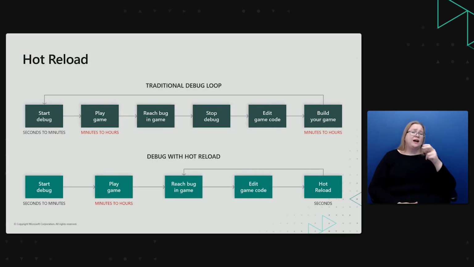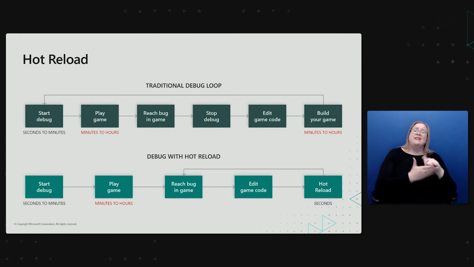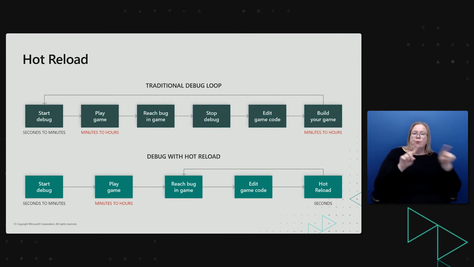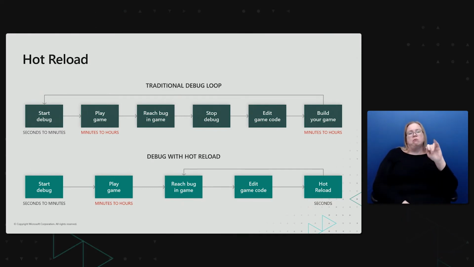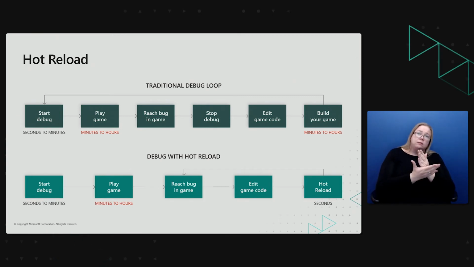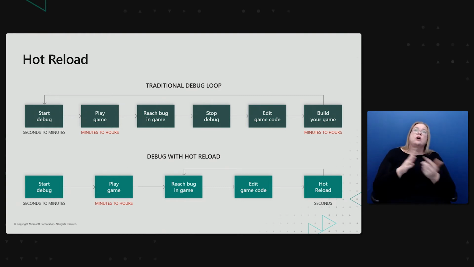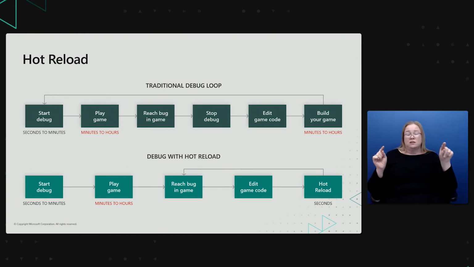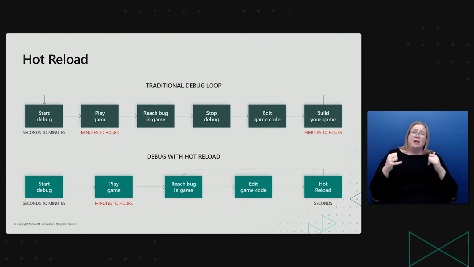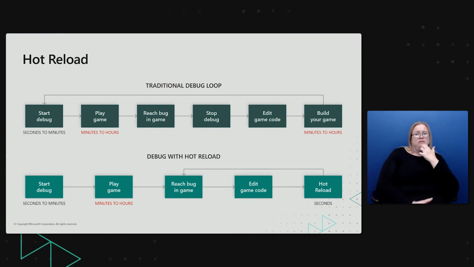Hot Reload for .NET and C++ is a feature that was recently introduced in Visual Studio designed to reduce time spent in your debugging loop. Traditionally, you would start a debug session, play your game to reach a bug, stop debugging, attempt to fix a bug, recompile, and start the loop all over again. As you can see here, playing and rebuilding the game can take minutes to hours of your precious time.